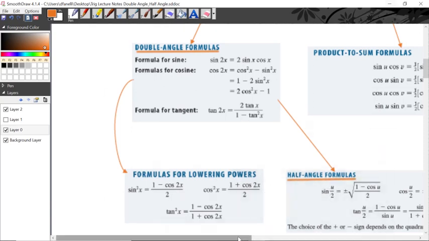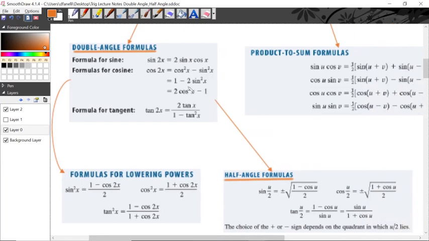Now, these formula sets are closely related. Doubling an angle is the opposite of taking the half of an angle. So if you started out with an angle, let's say 10 degrees, and you double that angle, you would get 20 degrees. Then if you reverse that by saying, if you started with 20 degrees, half of that would get you back to the original 10 degrees. So these two sets of formulas are directly related to each other.